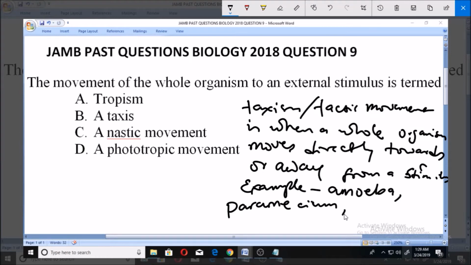So a taxis is the answer because we're talking about the movement of the whole organism. Whenever we have the movement of the whole organism in response to a stimulus, we call it taxism or a tactic movement. So option B is the answer to this.